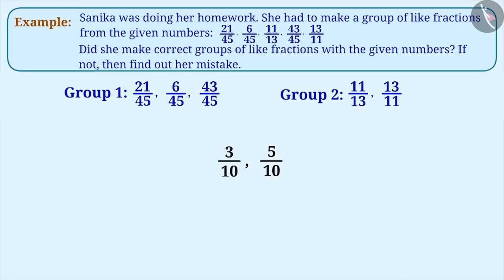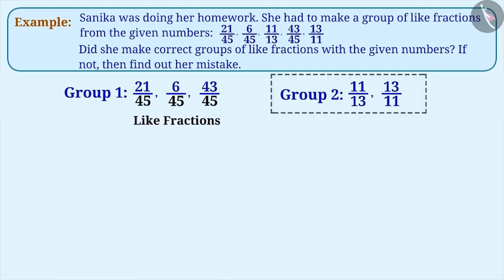We call two or more than two fractions as like fractions when their denominators are equal. In the first group, we can observe the denominators of all the fractions are equal. Therefore, the fractions in the first group are like fractions. In the second group, we see that the denominators are not equal. So, these are not like fractions.